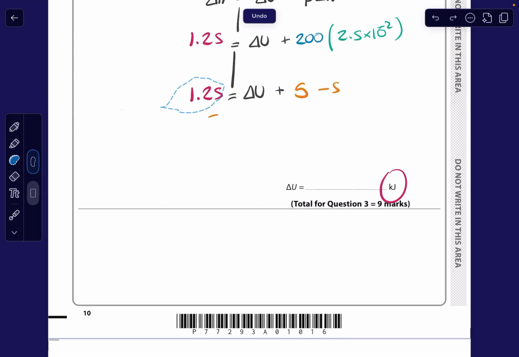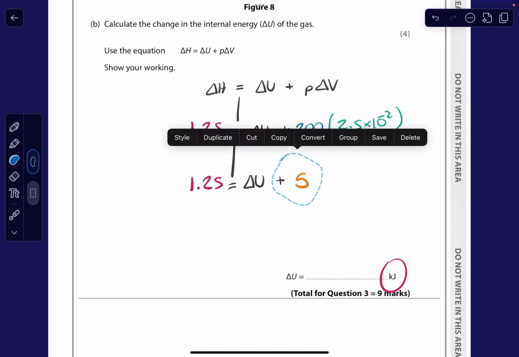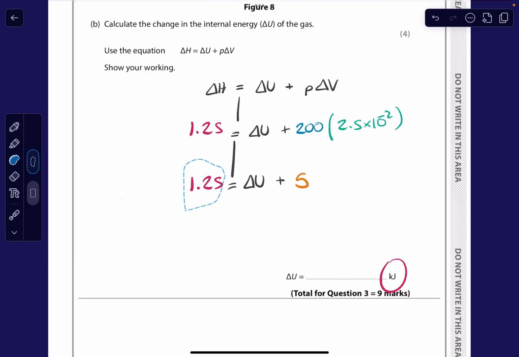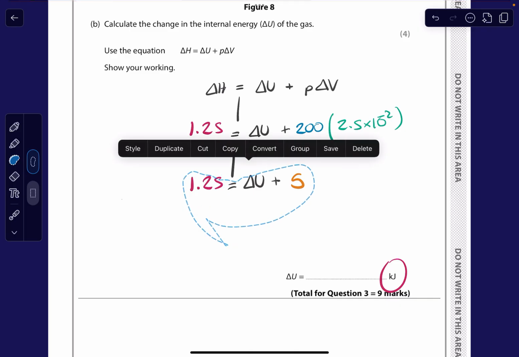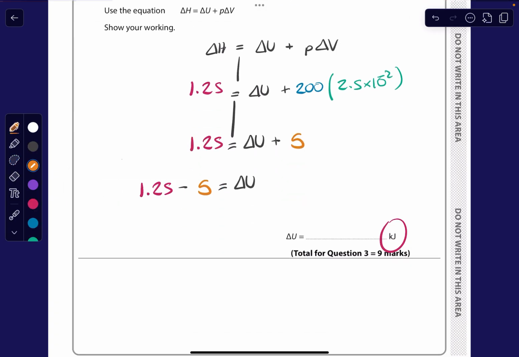Some of you don't like that method, and that's fine. The way I would do it is I see it as I move things onto the other side. I need to move everything away from delta U. Delta U is currently being attached by this, so I'm going to move that onto the other side. When I move it onto the other side, I can't move it over like this, because that doesn't look right. I have to move it over like this. So there it's going to go. Let me duplicate this line just so you can see it. So I'm just going to subtract 5. That moves on to the other side and becomes a subtract. And now I've got my answer.